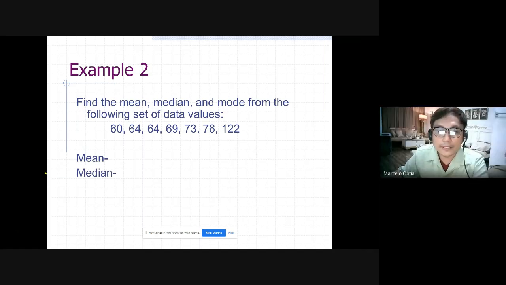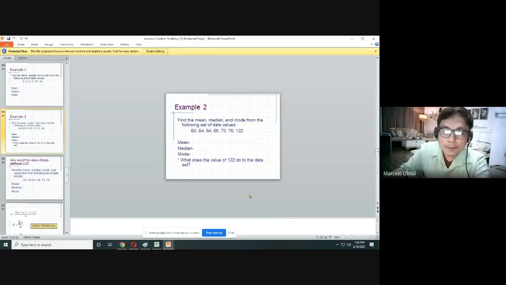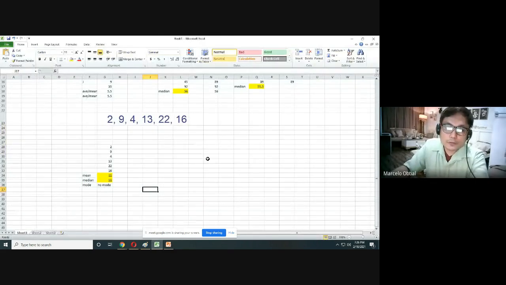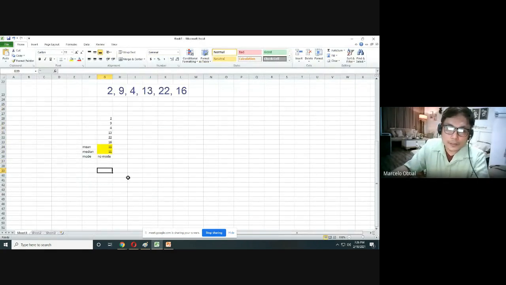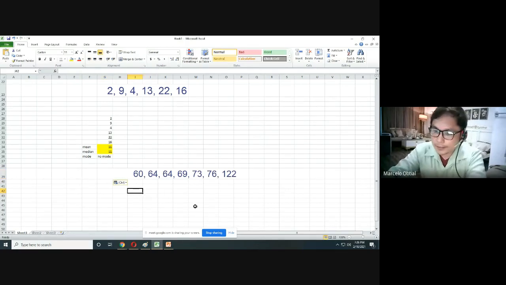How about the median, sir? 69. Okay, 69. We'll check using Excel. I hope the others are also trying. That's where we check if we learned or not, ma'am, sir. I know it's basic, but some may have forgotten this. Okay, 60, 64, 64, 69, 73, 76, 122.